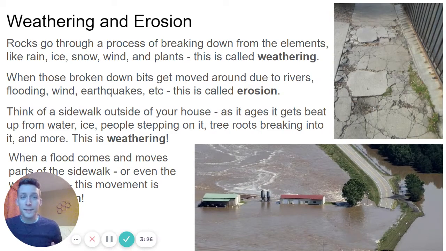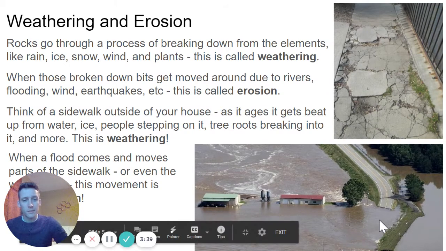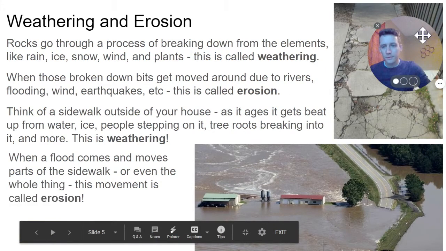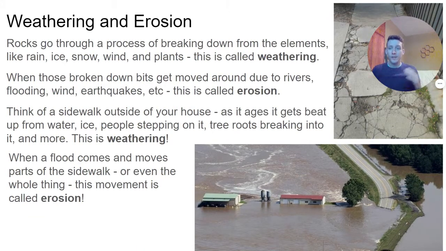If there were to be a big flood, or maybe a tornado, high winds can pick up these little bits of the sidewalk and move them from point A to point B. Or like you see here, sometimes there are powerful flooding events that move an entire road from point A to point B. This is erosion. And that stuff is getting moved. And this is all part of the rock cycle. Weathering is when you break it down at the source. Erosion is when you move it from point A to point B. An essential part of the rock cycle.